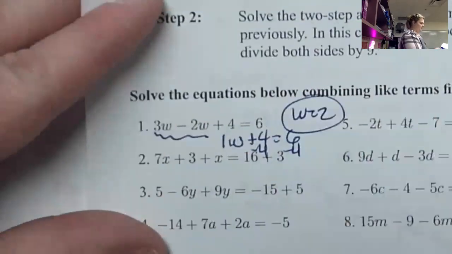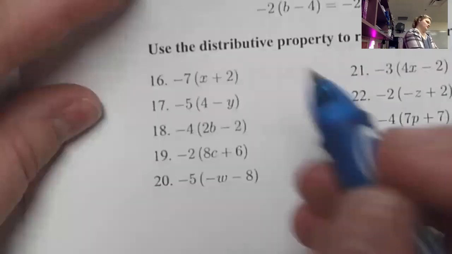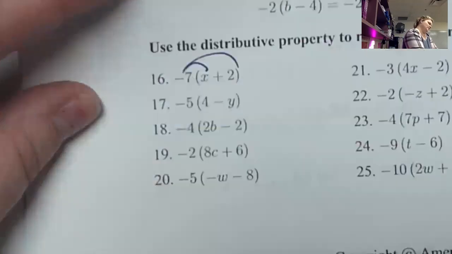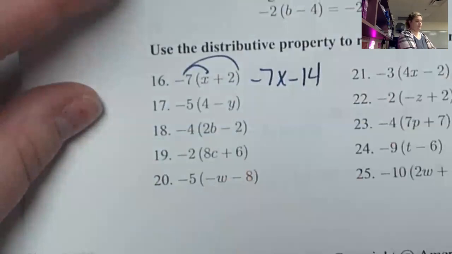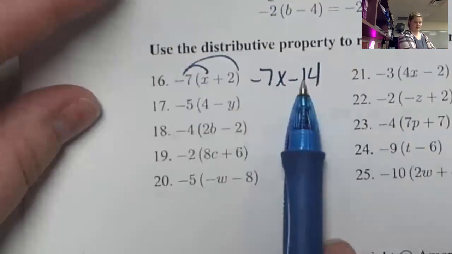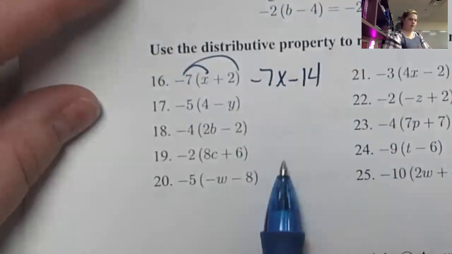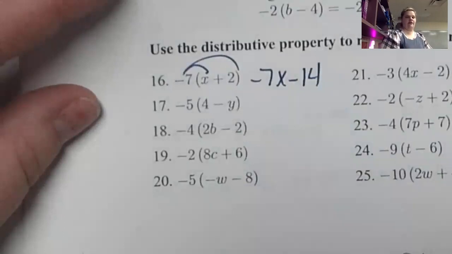And then they might even throw some parentheses in there. So you have to distribute first before you can start solving. So if you were distributing, remember you have to distribute through the entire thing. So you're going to have a negative 7x minus 14. And sometimes those will be equal to something and sometimes they won't have an equal. So this is an expression because it doesn't have an equal sign. It's an equation when it has an equal sign and you can solve it.